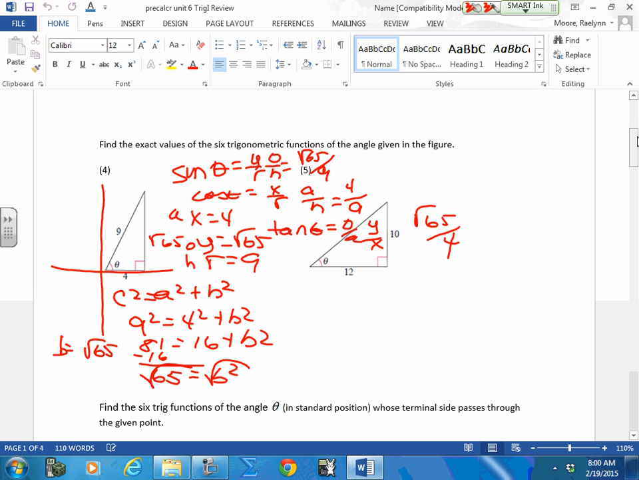And then the reciprocals. Can you find your reciprocals? Flip them over. You should be able to do those. What's the cosine? 4 over x? 9. Radical 65 over 4. Do you see kind of a pattern? Both your sine and your cosine are over your hypotenuse, or your radius, which is 9. And your tangent uses the x and the y, doesn't use the 9. Right?